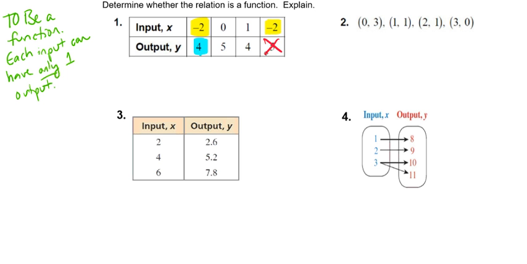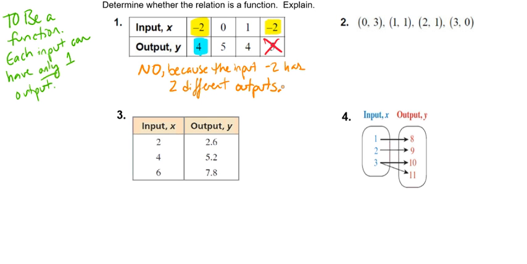So here in our first one, we saw that no, it's not a function, because the input -2 has two different outputs. There we go. So let's take a look at number 2.